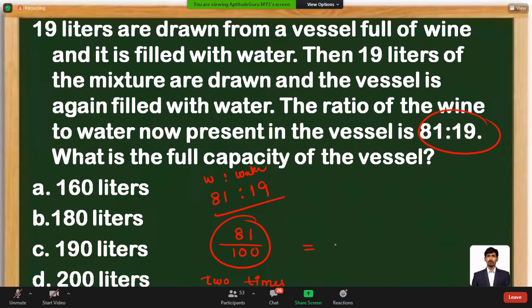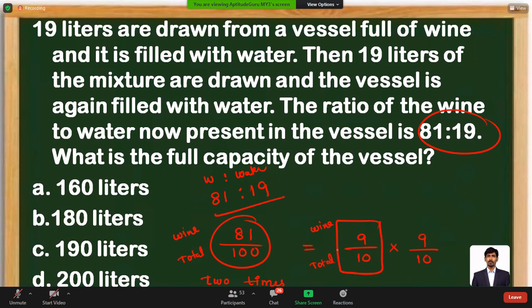So that means we can write this as 9 by 10 into 9 by 10. 9 by 10 into 9 by 10 means every time 9 parts is going to be remaining out of 10 parts, because 81 is to 19 is indicating 81 is the wine, total is 100. So from this data, we can say wine is going to be 9 parts, total is going to be 10 parts.